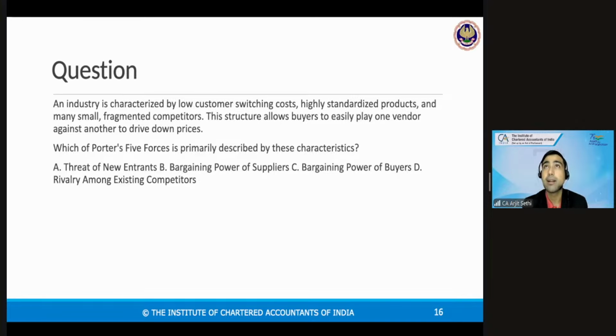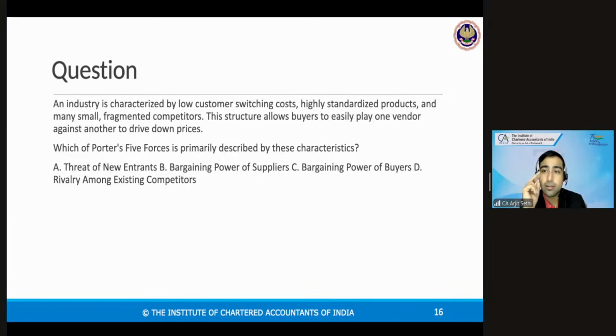ITC, अरे कंपनी का नाम नहीं, मुझे इंडस्ट्री बताओ दोस्त. Maybe give me a product or an industry which has all of this. ऐसा कौन सा प्रोडक्ट है या ऐसा कौन सी इंडस्ट्री है जहां पे you have low customer switching costs, high standardized products and many small fragmented competitors. Think about one product or one industry where this happens.